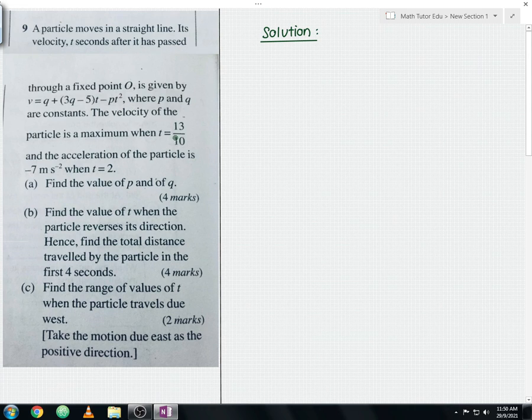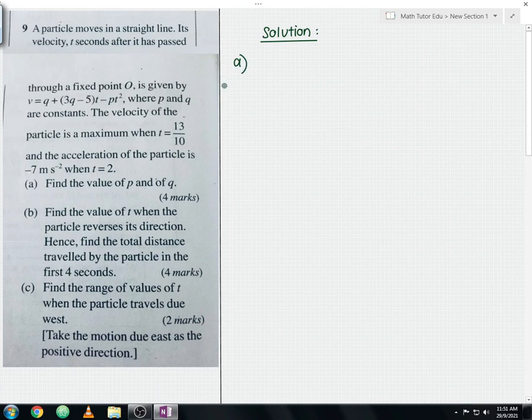So the first information that you can possibly convert to an equation is the velocity of the particle is a maximum when t equals 13/10. The second information is the acceleration of the particle is negative 7 meter per second square when t equals 2. Okay, so these are the two pieces of information that you need to convert to equations, and those equations will lead you to the solution where you will be able to find the value of p and of q. So this is the overall idea on how we're going to solve question part A. So let us begin our working now.